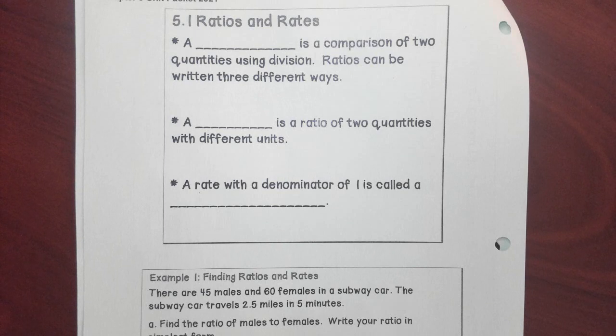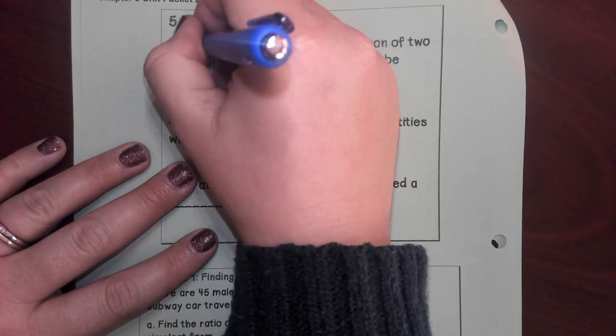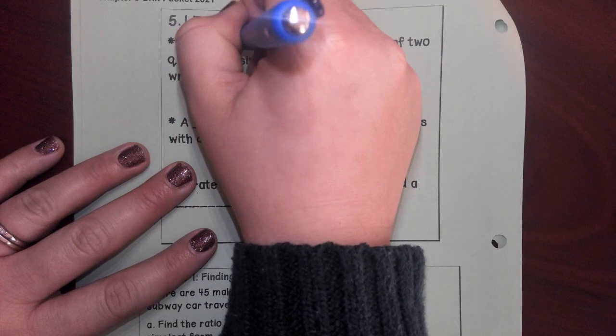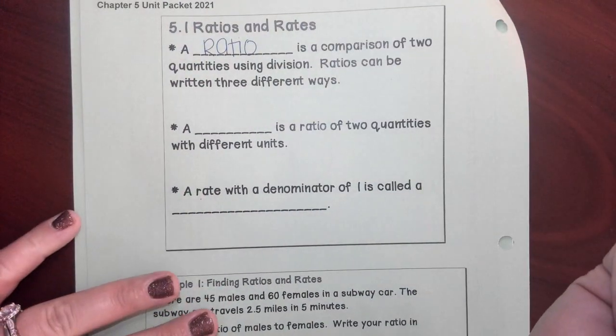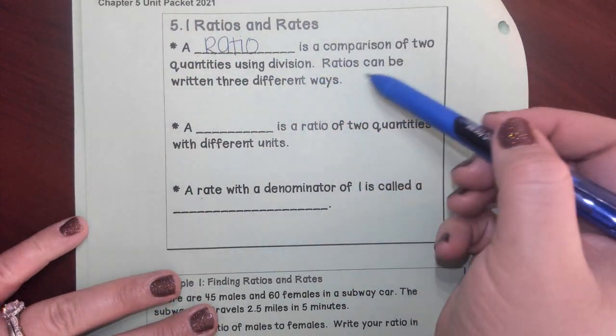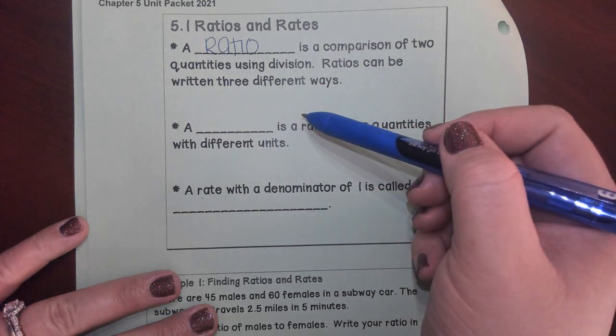So in 5.1, we're going to talk about ratios and rates. So kind of a review of what we talked about in 6th grade. So if you remember, a ratio, this is your first blank here, is a comparison of two quantities using division. Ratios can be written 3 different ways.